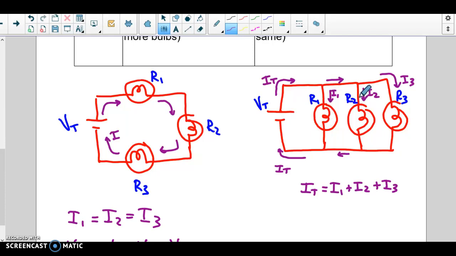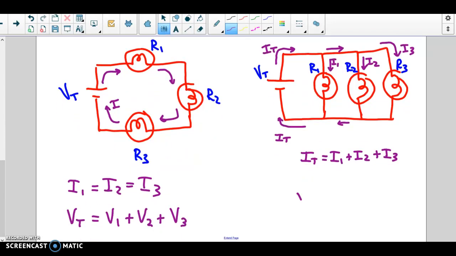Same thing with resistor 2. It's connected directly across the source, so it has the same voltage as the voltage of the source. So my final statement at the bottom: the voltage supplied by the source is equal to the voltage across load 1, which is equal to the voltage across load 2, which is equal to the voltage across load 3.